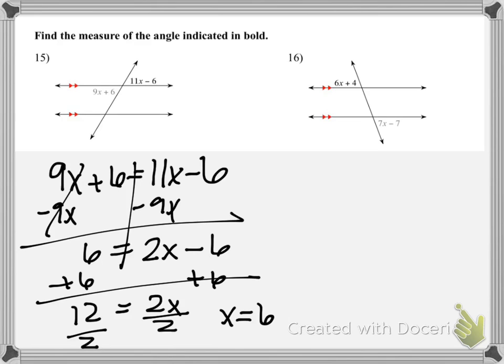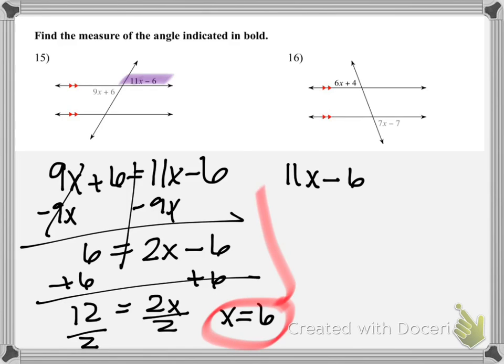But remember, the question is not asking us to solve for x, but rather find the angle that's indicated in bold. So here for number 15, our bold is going to be the 11x minus 6. So we're going to go ahead and plug it in there. We know that x is equal to 6, and so that's what we're going to plug in.